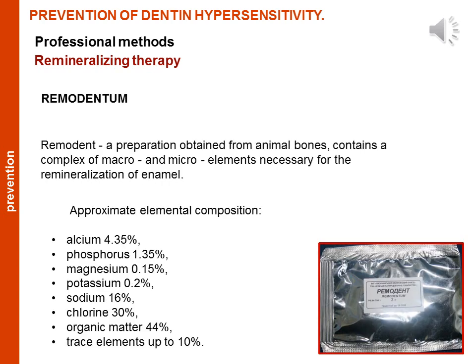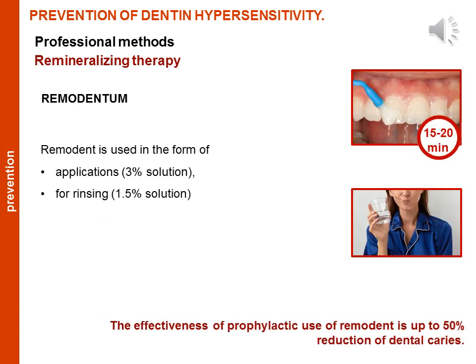Remodent. Remodent, a preparation obtained from enamel bones, contains a complex of macro and micro elements necessary for the remineralization of enamel. Approximate elemental composition: calcium, phosphorus, magnesium, potassium, sodium, chlorine, organic matter, trace elements. Remodent is used in the form of application as a 3% solution, and for rinsing as a 1.5% solution. The effectiveness of prophylactic use of Remodent is up to 50% reduction of dental caries.